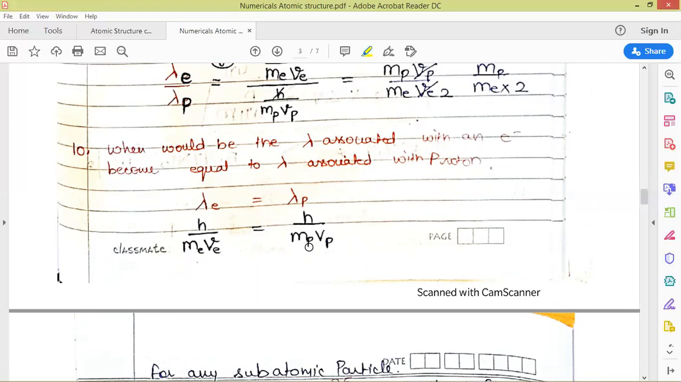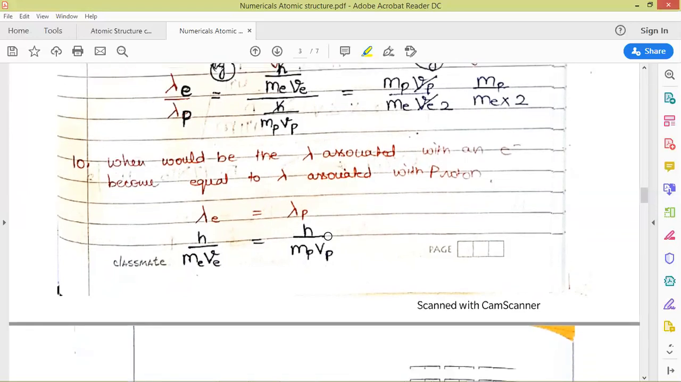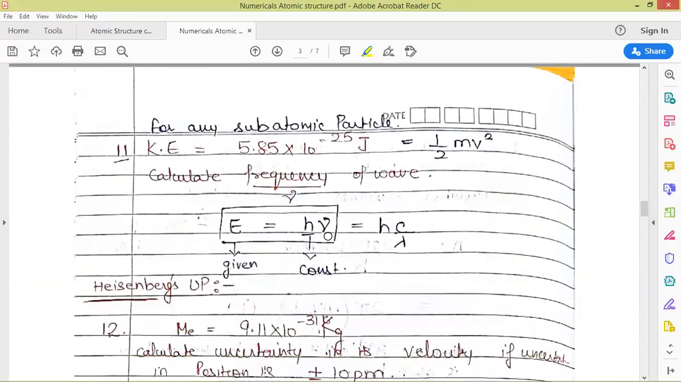So that is going to be your answer. Suppose the answer comes out to be x, so you will write it as: when velocity of electron is x times that of velocity of proton, then at that point, lambda associated with an electron becomes equal to lambda associated with a proton.